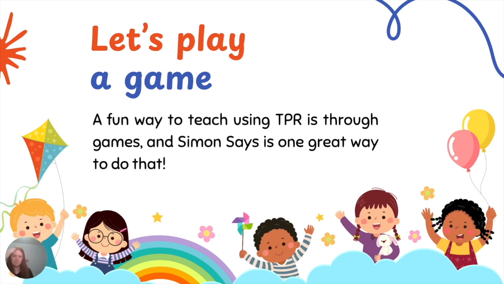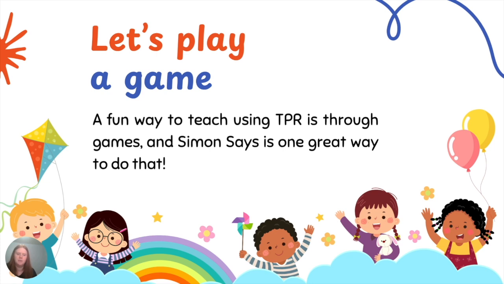Simon says pat your head and keep patting it. Stop patting your head. I didn't say Simon says. Okay, Simon says stop patting your head. Simon says fold your arms. Like this, fold your arms. Simon says be quiet and ready to listen.